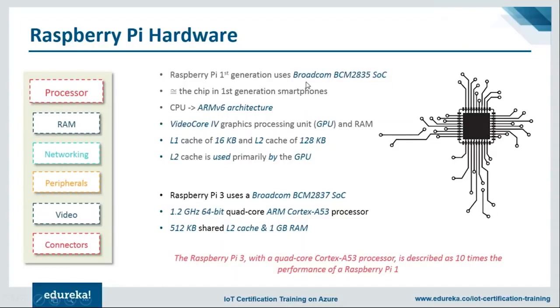Now, talking about the processor, the first generation of Raspberry Pi initially came with a Broadcom BCM2835 SoC, and it basically was similar to the first generation smartphone chips. And the architecture that was used also was an ARM v6 architecture. Now, over the years, Raspberry Pi 3 has grown a lot, and today it has a capability of 1.2 GHz, which basically is because of the ARM Cortex A53 64-bit processor, and is considered to be 10 times faster in comparison to Raspberry Pi 1.